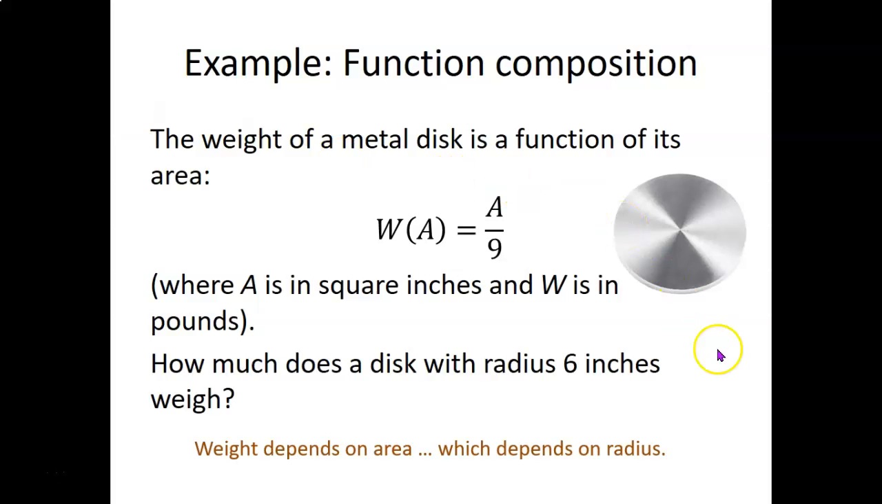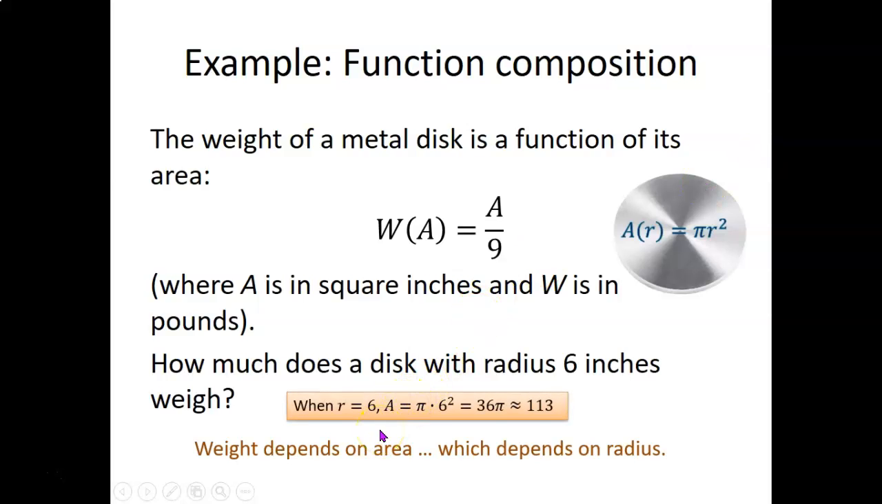Because for a circle, there's a formula that you can use to get the area as a function of the radius. It's the famous formula area equals pi r squared. So if you know r, the radius, we can calculate A, the area, by taking pi r squared. And then once we know A, we can calculate W by taking A divided by 9.